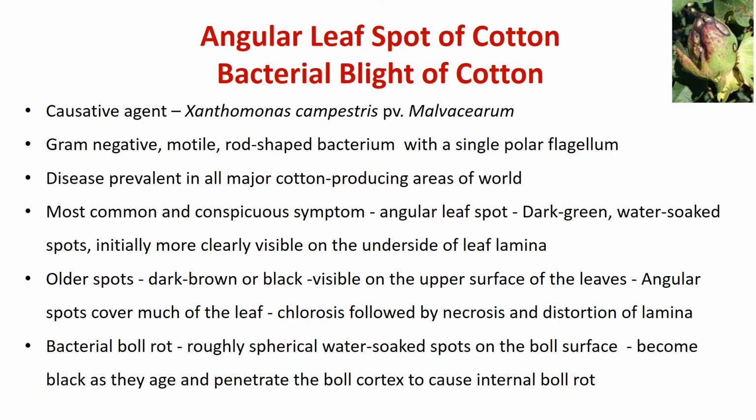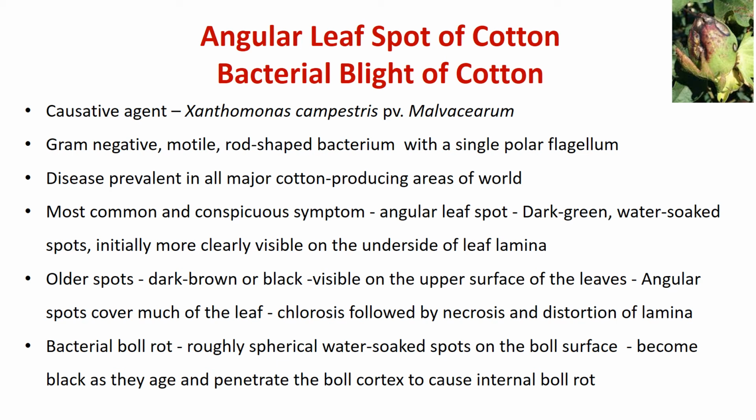Now we will discuss another bacterial disease of plants, that is angular leaf spot of cotton, which is also known as bacterial blight of cotton. The causative agent is Xanthomonas campestris pv. malvacearum. This is a gram-negative, motile, rod-shaped, non-spore-forming bacterium with a single polar flagellum. This disease is prevalent in all major cotton-producing areas of the world.